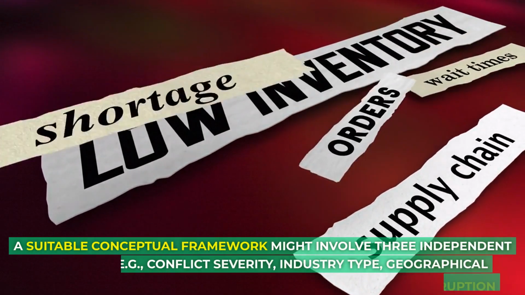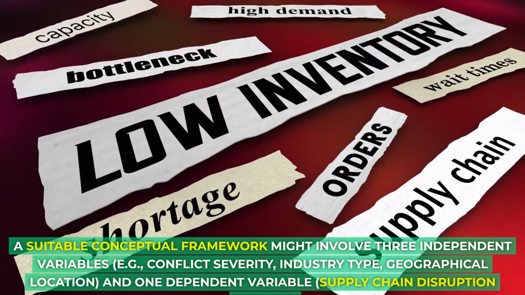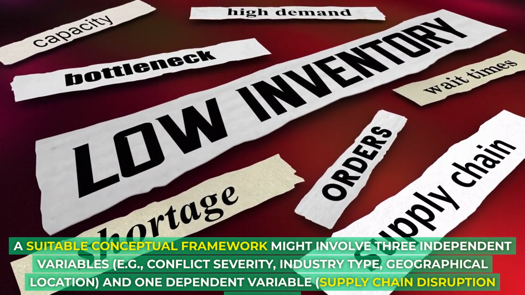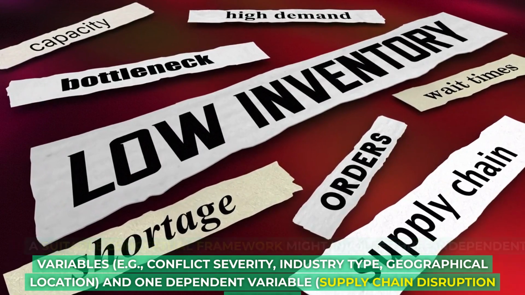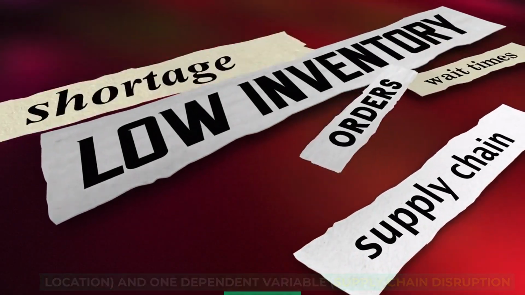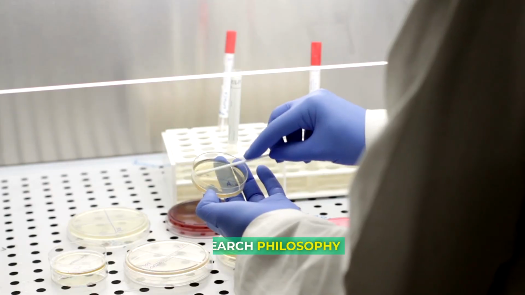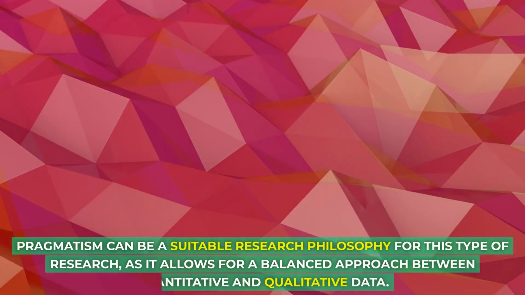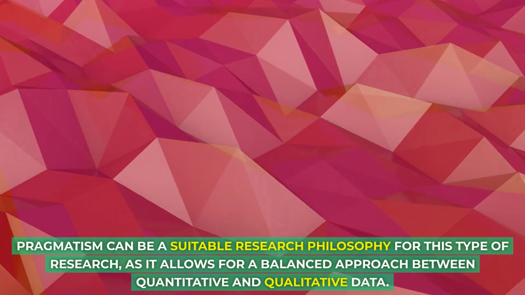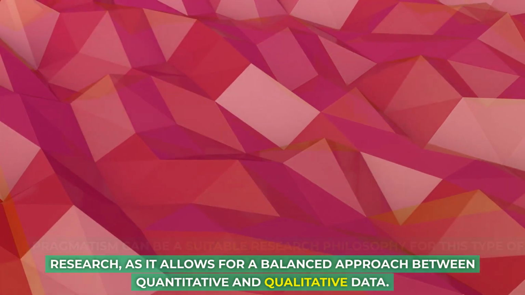Conceptual framework. A suitable conceptual framework might involve 3 independent variables, e.g., conflict severity, industry type, geographical location, and 1 dependent variable, supply chain disruption severity. Research philosophy. Pragmatism can be a suitable research philosophy for this type of research, as it allows for a balanced approach between quantitative and qualitative data.